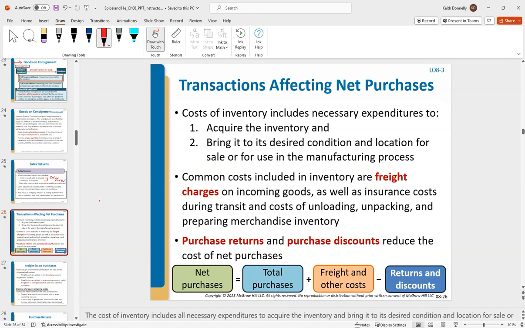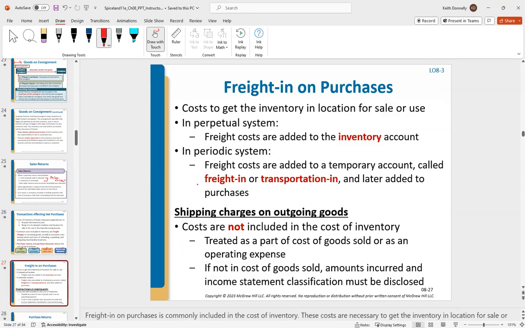All right, so we talked about that inventory equation, where your beginning plus your purchases minus your ending gets you your cost of goods sold. When we talk about purchases, they really use net purchases. So that's going to be your total purchases plus those other costs to get it up until the point in time that it's in your store. And then we're going to back out any returns and discounts on that.